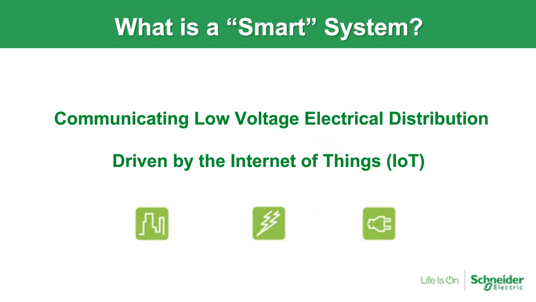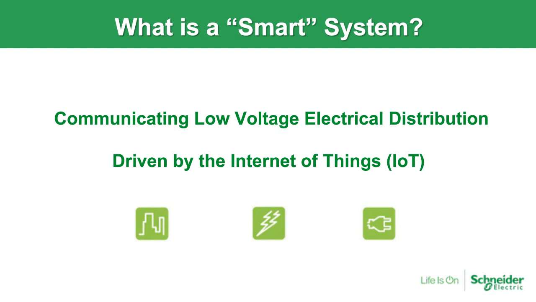So we'll start out with a discussion of what is a smart system. So many manufacturers have different ways of describing this. For today's presentation, we're going to describe it as a smart system. And what we're talking about is a connected data network inside or connecting your electrical distribution. And we're going to talk specifically about the low voltage electrical distribution.